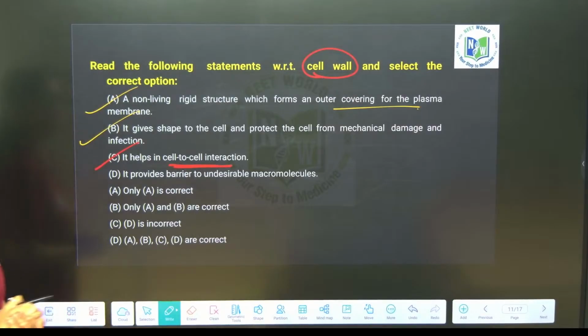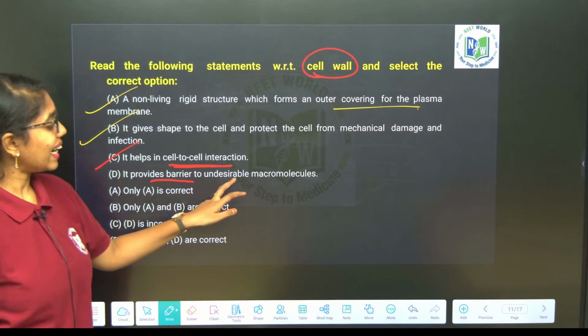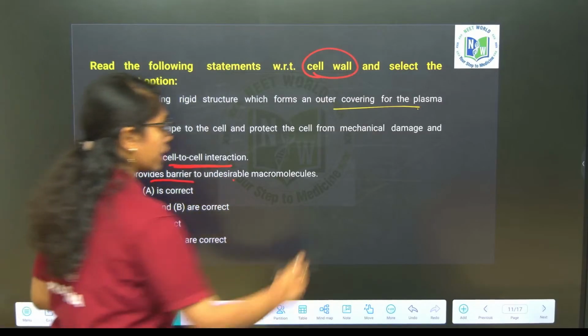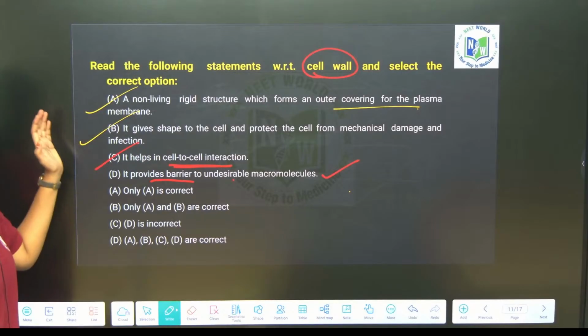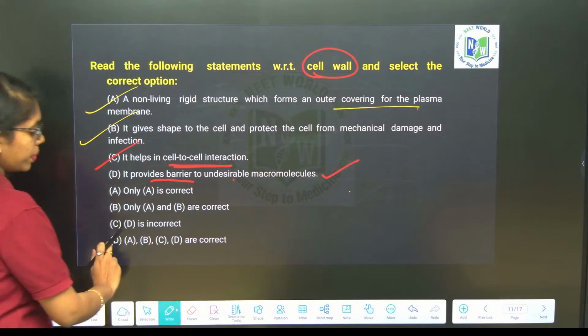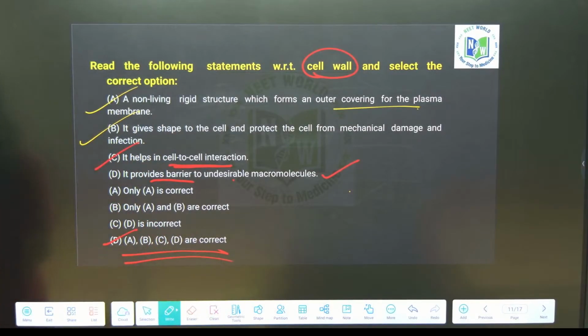Option C is also correct. Next, cell wall will provide a barrier to undesirable macromolecules. Correct. So, all these are the functions of cell wall only. In this case, we have to take A, B, C and D, all are correct. Option 4 will be the right answer.